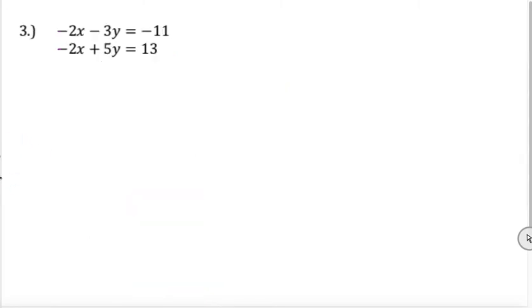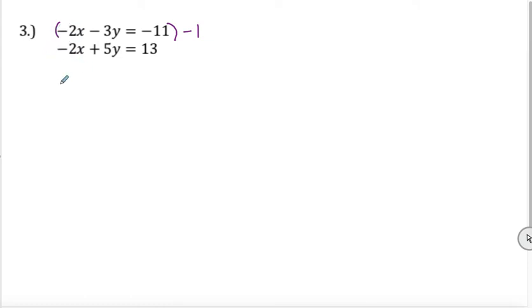So on this system of equations, I have negative 2x and negative 2x. They're both 2's, but they're both negative. So we're going to do one step here to get us ready for elimination. We're going to multiply this top equation times negative 1, because I need these x's to cancel when I add them.